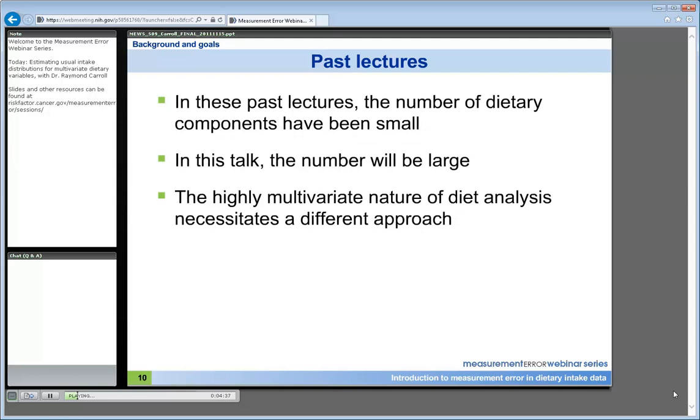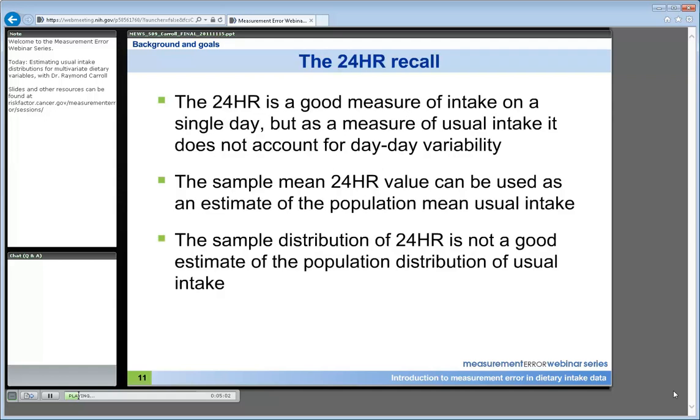In the previous lectures, the number of dietary components has been reasonably small, and the difference between this lecture and the others is that, in my instance, the number will be reasonably large. It will be a multivariate problem, and our thinking has always been that the highly multivariate nature of diet analysis needs a new approach from what you've seen before.